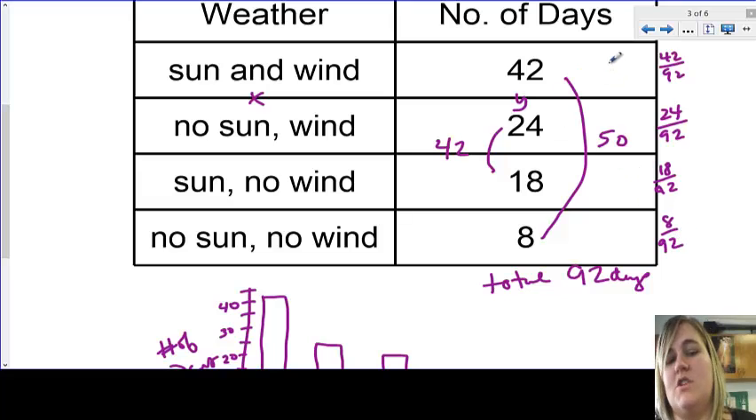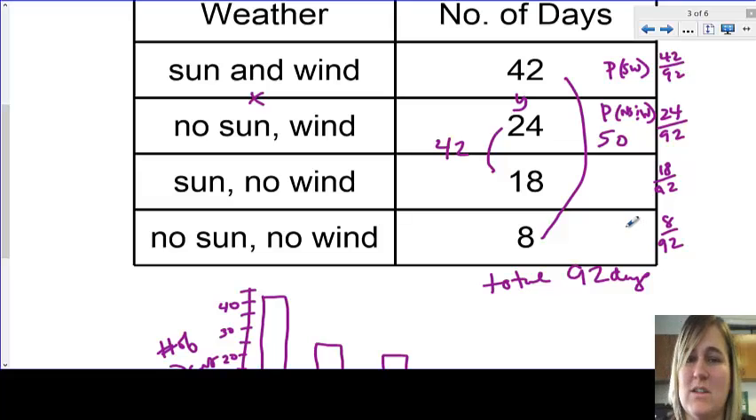And this I would show as the probability of sun and wind. This is the probability of no sun and wind. Okay, all the way through. And then we need to reduce those. You can do that on your own, and I expect you to. So if you're at home, use your calculator on your cell phone. If you're at school, grab a calculator, punch those in, and reduce them, please.